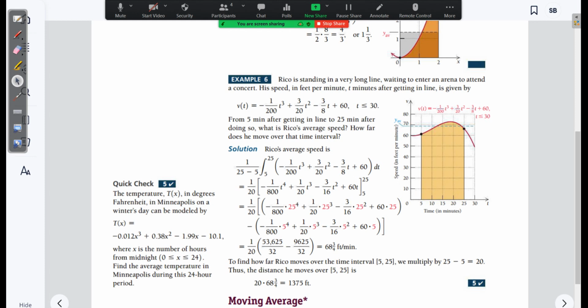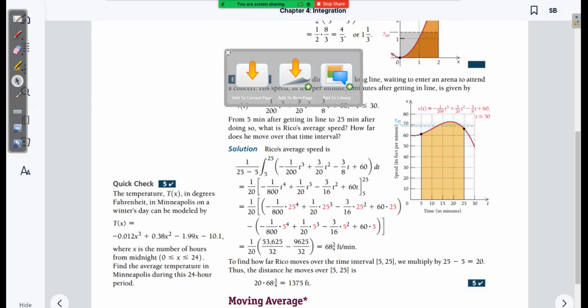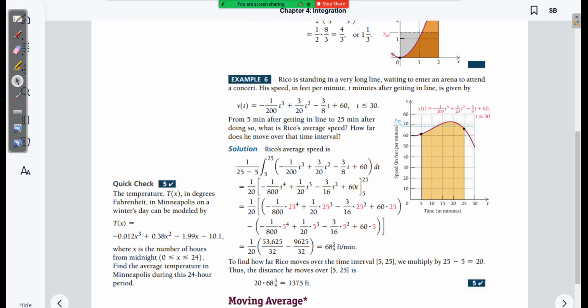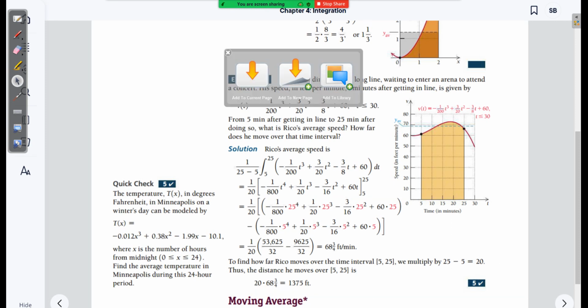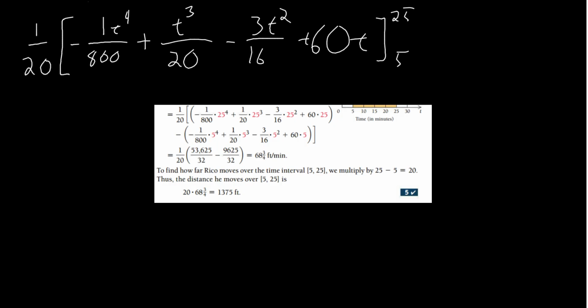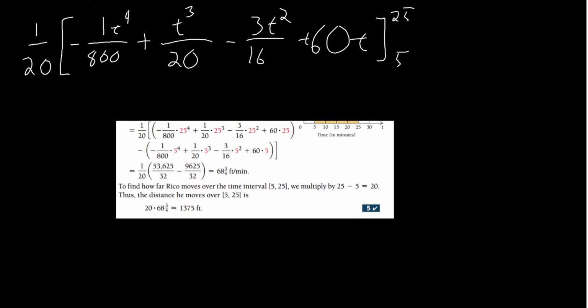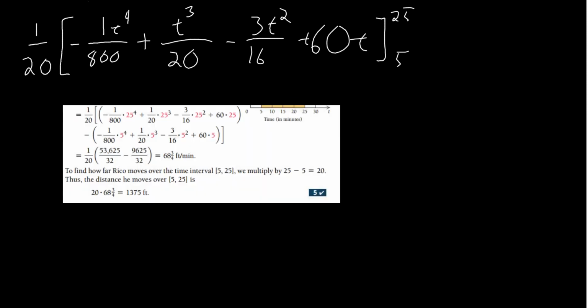So we've got 1 over 800, t over 20, 3 over 16. Okay, so everything's good. Didn't mess up, that's good. It's always embarrassing when I do. All right, so once we evaluate this, obviously the first time around we plug in a 25 and then subtract whenever we do a 5. So we end up with 68 and 3/4 feet per minute.